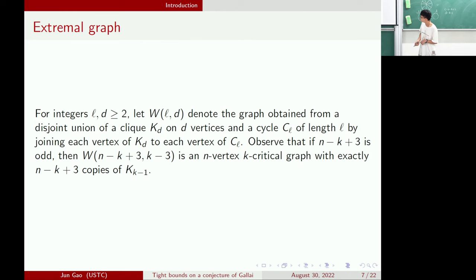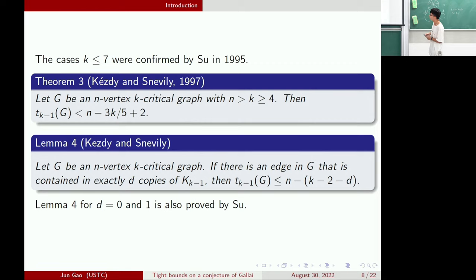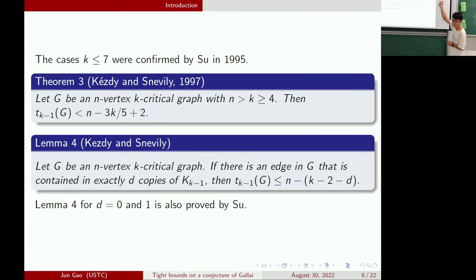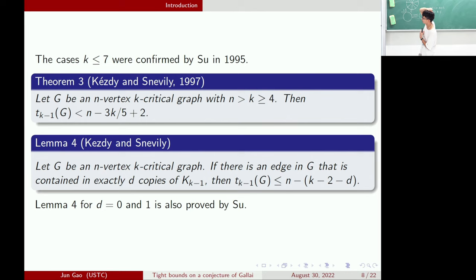For this conjecture, in 1995, Su proved that it holds for k at most 7. And Kennedy and Snavely improved this result. The number is no more than n minus 3k over 5 plus 2. And we can see that if we consider k at most 7, this bound is equal to the best bound. So they also proved the conjecture for k at most 7. And they both actually rely on this lemma.